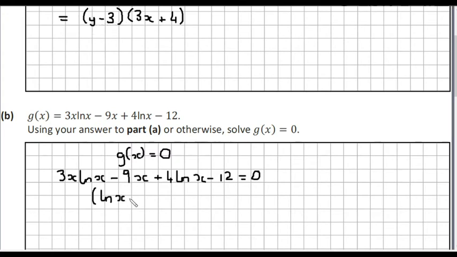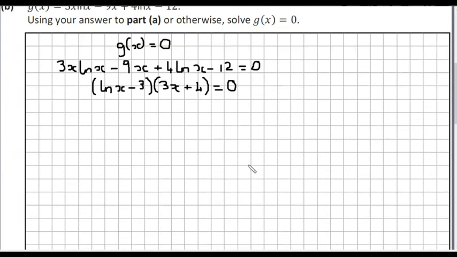So ln x minus 3 times 3x plus 4 is equal to 0. So then I've got 2 things multiplied by each other equaling 0. So the first thing is going to equal 0, or the second thing is going to equal 0.